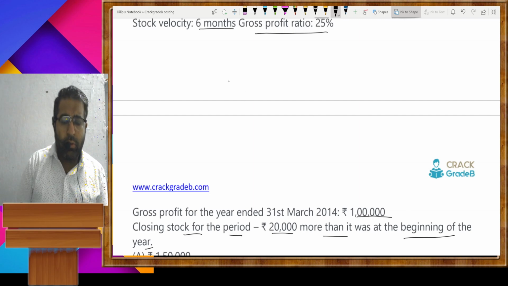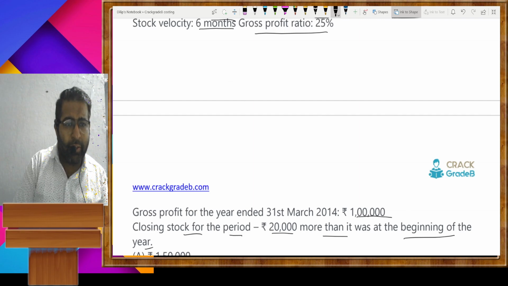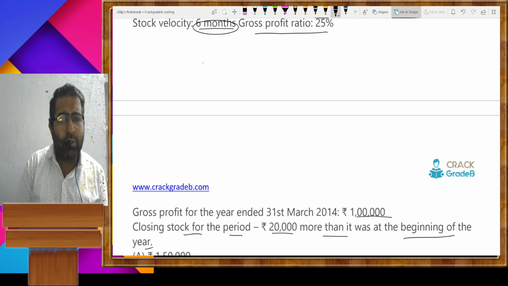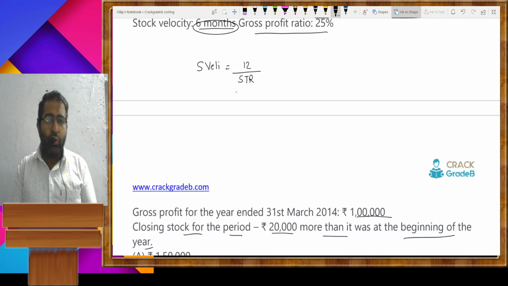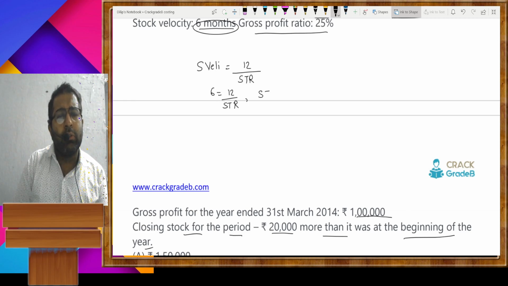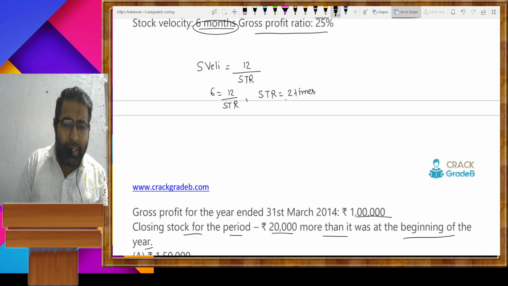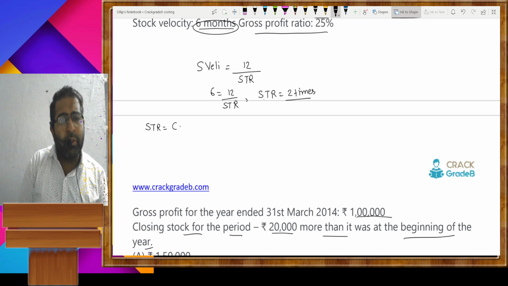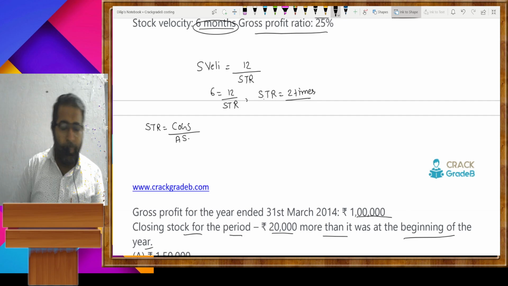How do we calculate? Stock velocity is given 6 months. How is the stock velocity calculated? 12 months divided by stock turnover ratio. So 6 months equals 12 divided by stock turnover ratio. If we check it, stock turnover ratio is 2 times. Now the basic thing, how is the stock turnover ratio calculated? Stock turnover ratio equals cost of goods sold divided by average stock.